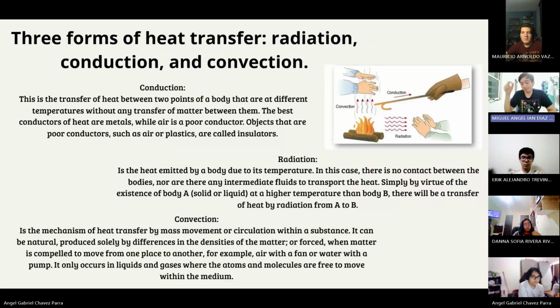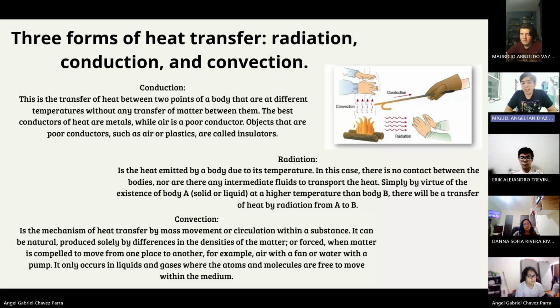Right. Well, then we have three forms of heat transfer: radiation, conduction, and convection. First of all, conduction. This is the transfer of heat between two points of a body that are at different temperatures without any transfer of matter between them. The best conductors of heat are metals, while air is a poor conductor. Objects that are poor conductors, such as air or plastic, are called insulators.